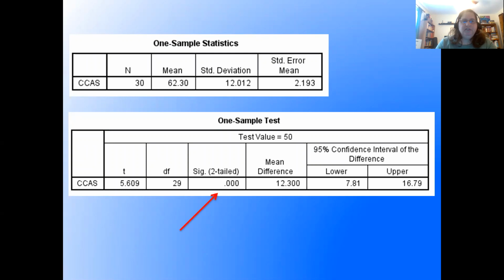So here's our 0.000 once again, and you can see that we're going to report it as p less than 0.001. Doesn't matter if you include that first zero before the decimal or not, as long as it says p less than 0.001.